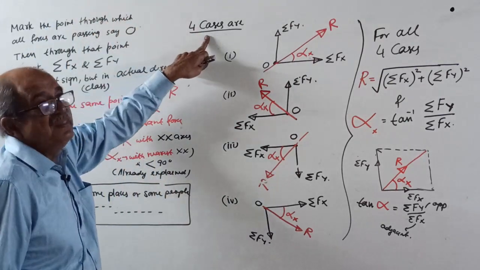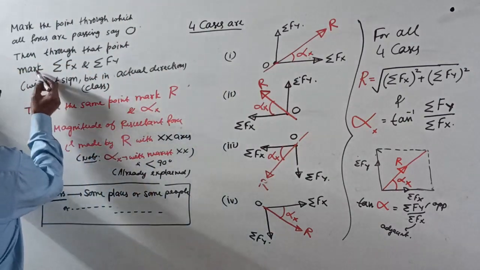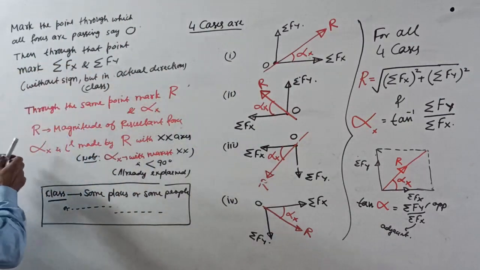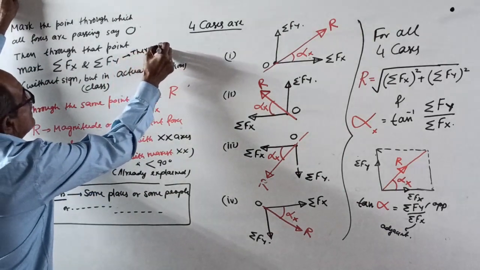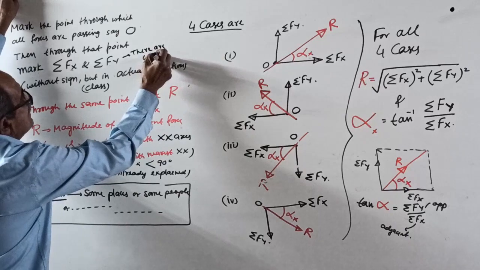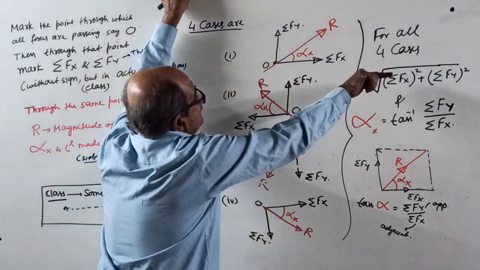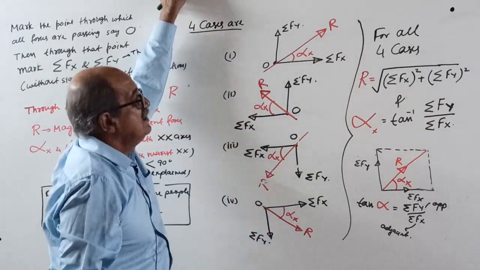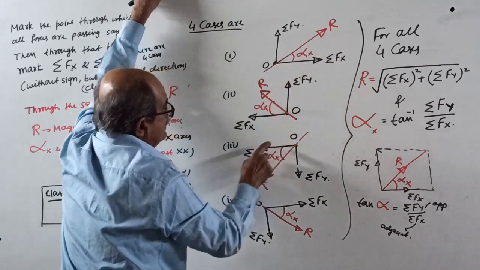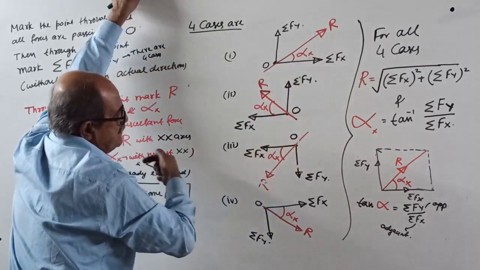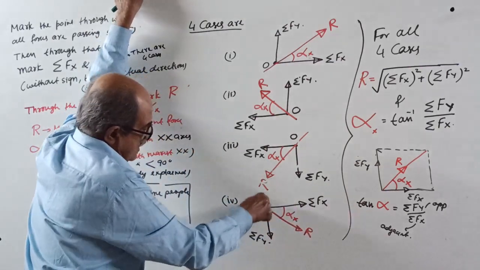Now, there are 4 cases. Remember, I told you to mark sigma Fx and sigma Fy here. For this, I write here: there are 4 cases. Case 1, sigma Fx like this, sigma Fy like this. Case 2, sigma Fx this way, sigma Fy this way. Case 3, sigma Fx left, sigma Fy down. Case 4, sigma Fx right, sigma Fy down.